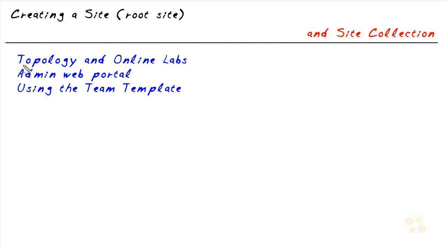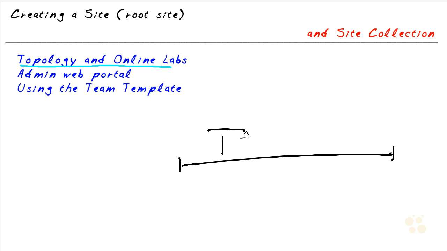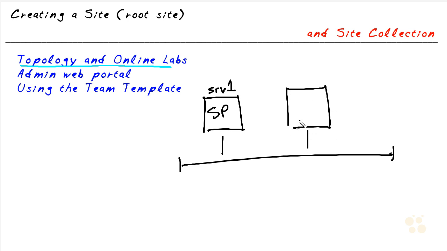So let's begin with the lab topology first. So I'm going to draw right here a network. Looks like an Ethernet network from olden times. And let's put our SharePoint server on the left. We'll call it SP. Its name is SRV1. And on that same network segment, we've got a Windows 10 machine, which is going to be acting as our client.